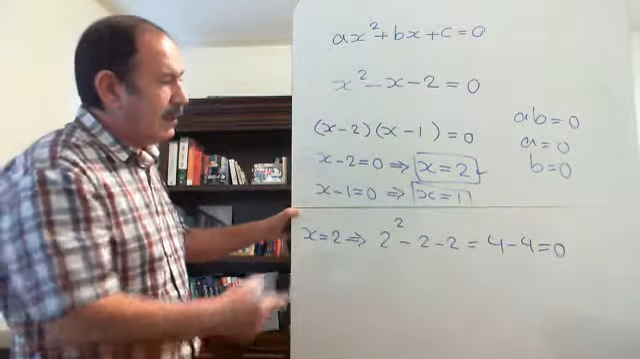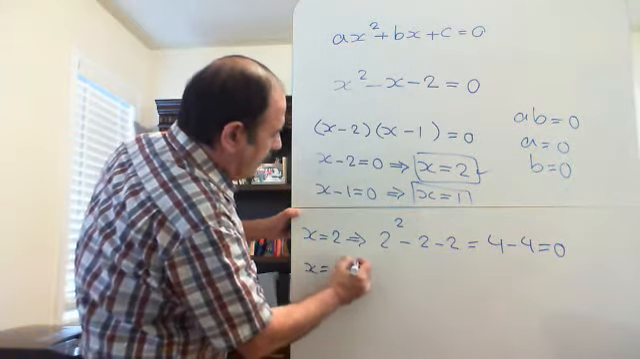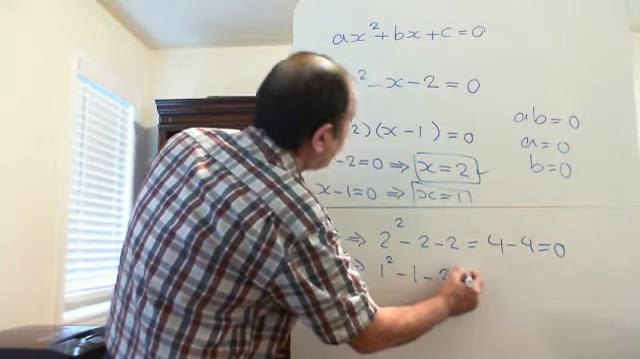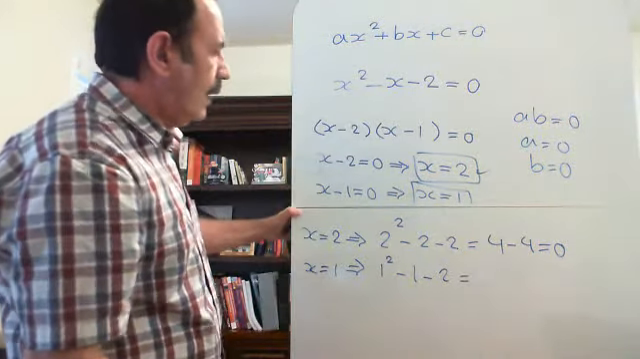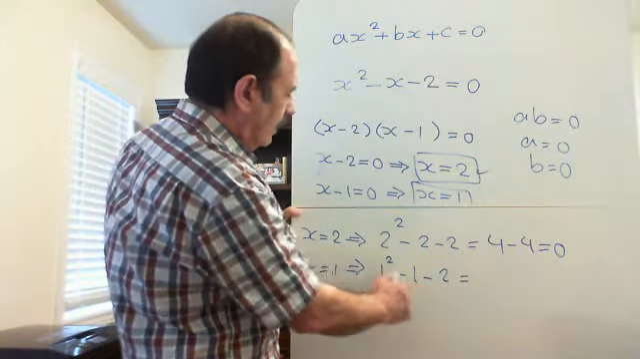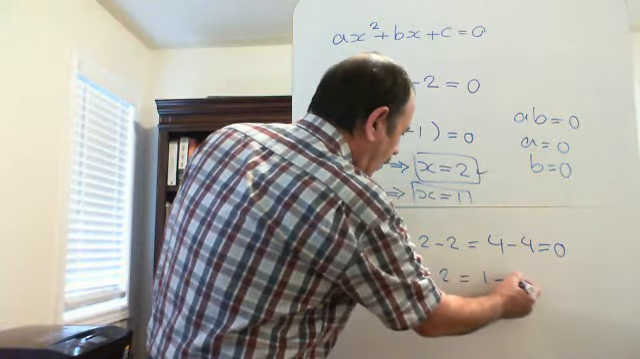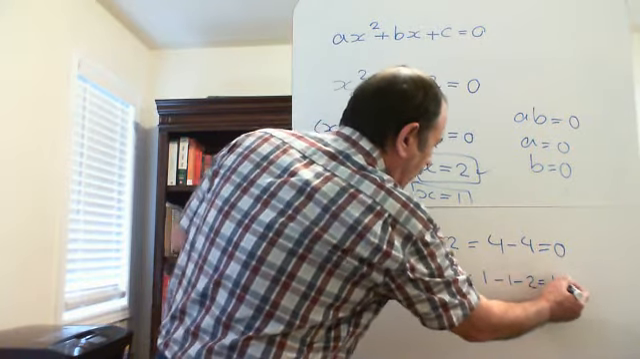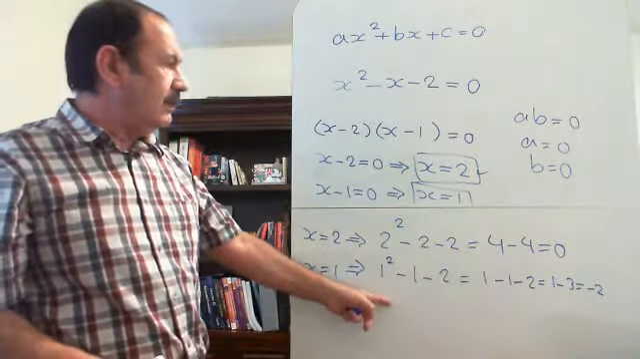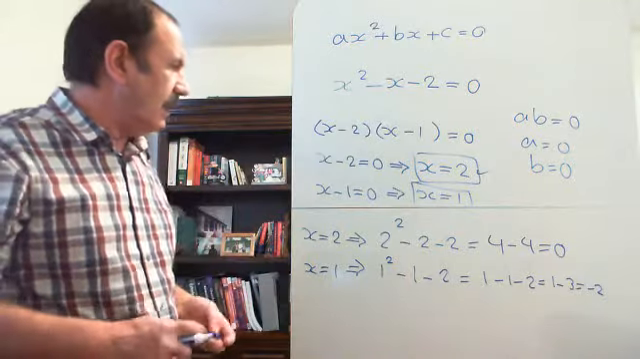Our calculation is right. For the second one, for x equal 1, what can it be? 1 to the power of 2 minus 1 minus 2. The 1 to the power of 2 is 1, minus 1 minus 2 is going to be 1 minus 3, which is minus 2. It didn't end up to 0. What does it mean? It means we made mistakes somewhere. I need to go back and check my calculation.